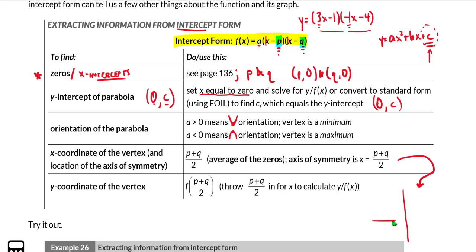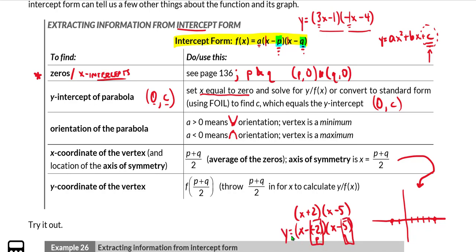Let's say that you have zeros at, I don't know, -2 and 5. So maybe you have something like x plus 2 times x minus 5. Remember that x plus 2 is the same as x minus -2, and x minus 5 is obviously x minus 5. So you have your p and your q. Your p is -2, your q is positive 5. So we've got an intercept form quadratic right here.